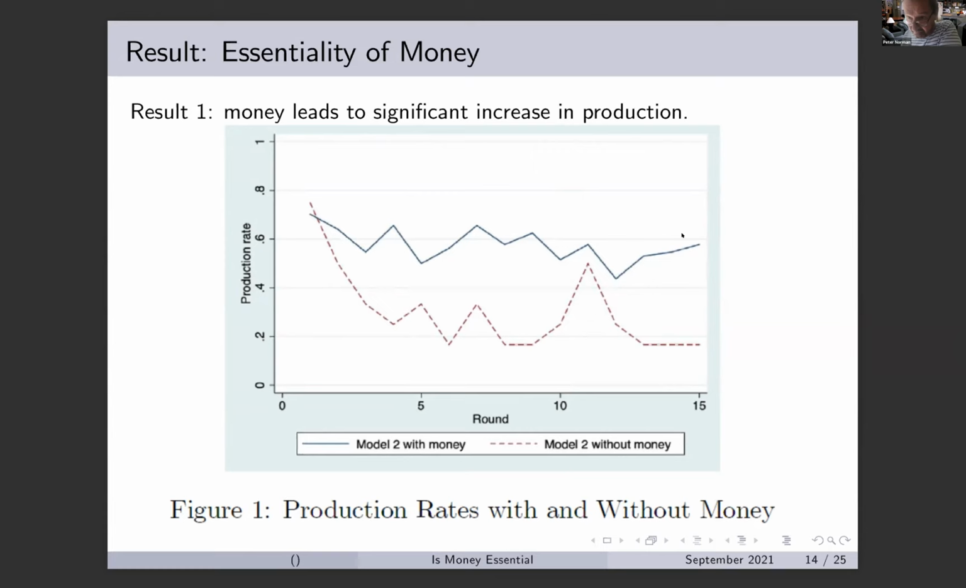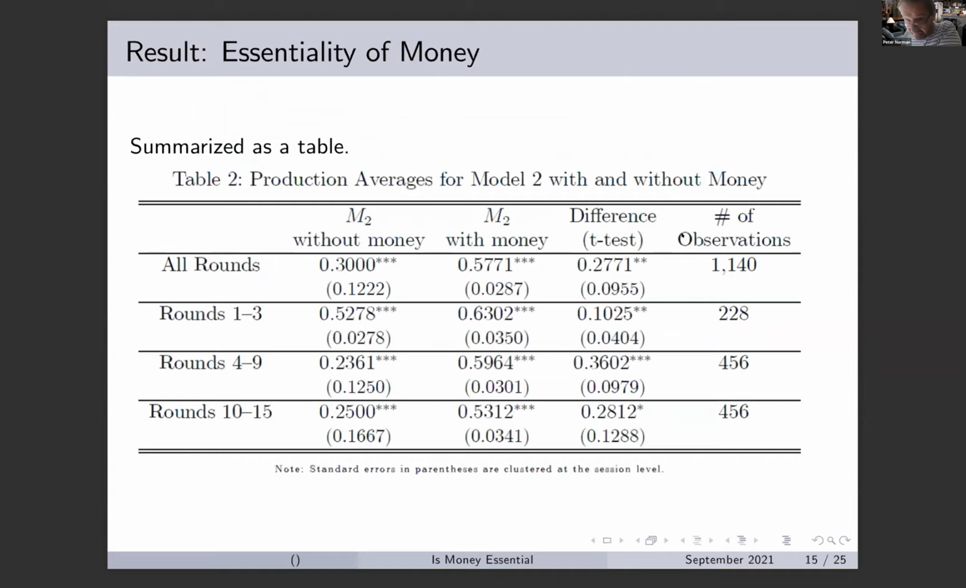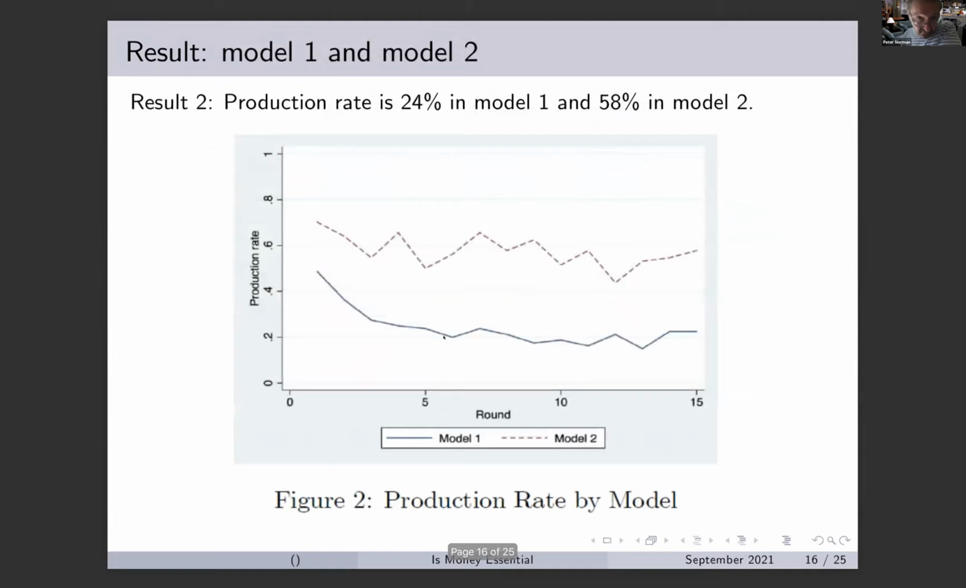And this is the same stuff summarized as a table. The message is just what I told you, so let me not dwell on this table. Now, comparing model one, that's the blue line here, which is the model with no monetary equilibrium, and model two in treatments where we do have money. We see that there is a bit of production in model one, but there's a huge difference.